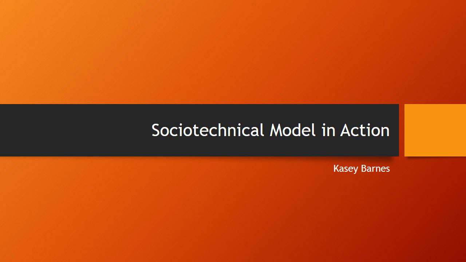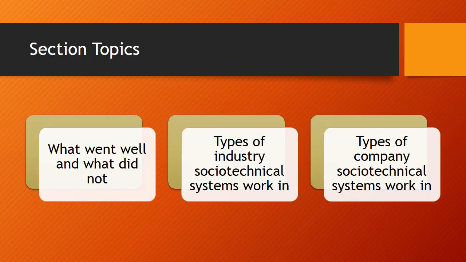Now that we've talked about the history of the socio-technical model, we're going to take a look at what that looks like in action. As my teammates have discussed, over the last 50 years, there have been an abundance of attempts to implement a socio-technical model into business. In those attempts, we can see that there were both positive and negative results. In this section, I will cover some of the applications that went well, what did not, as well as what type of industries and companies a socio-technical system works well in.